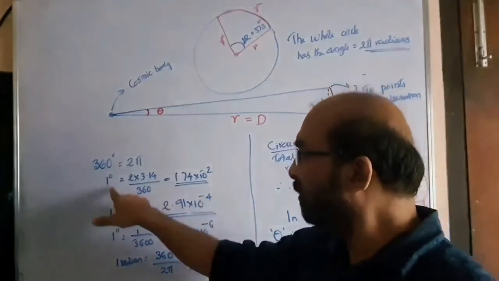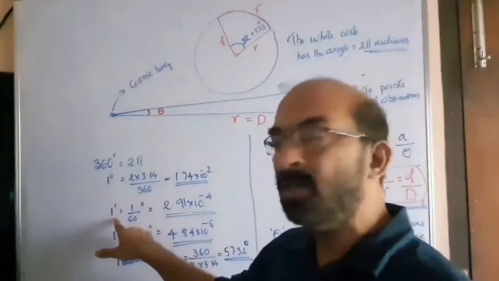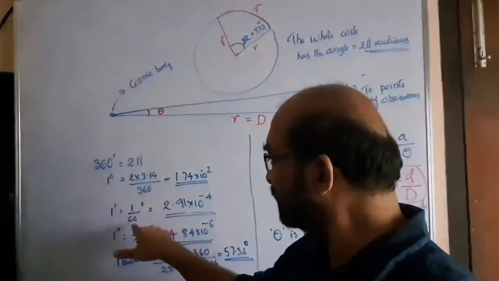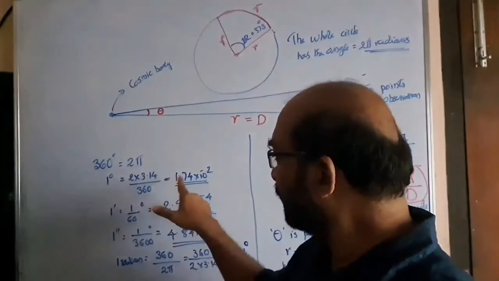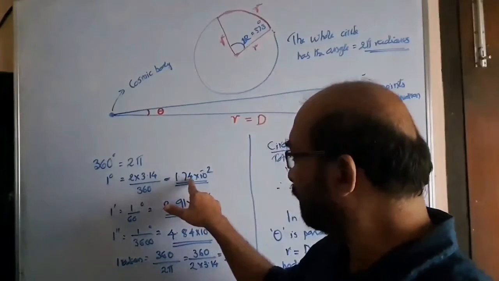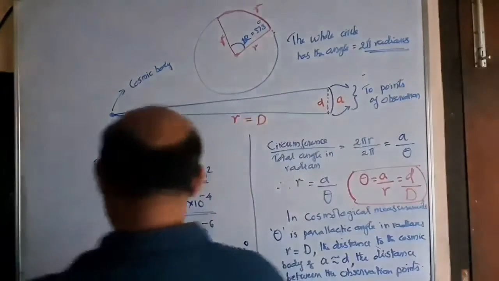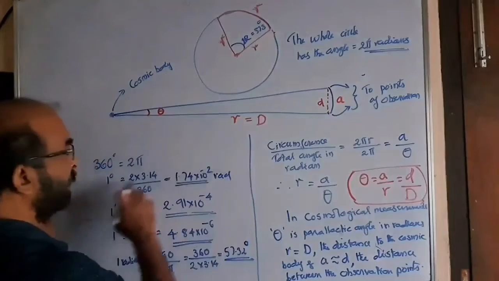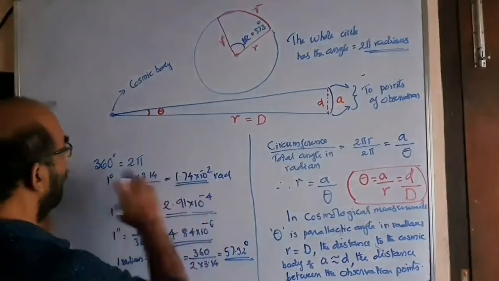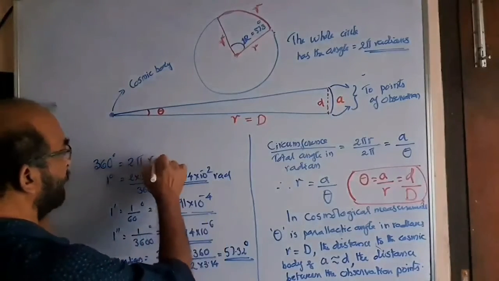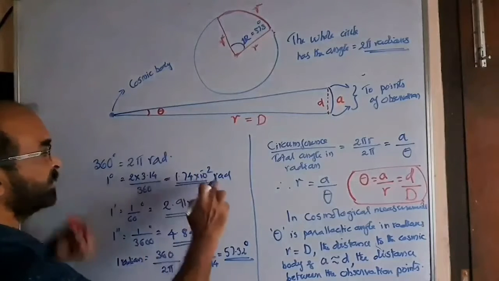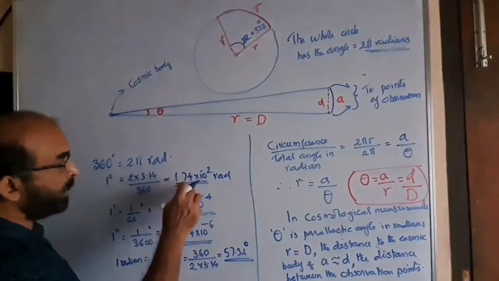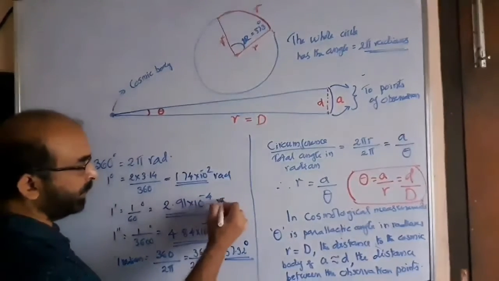And we know 1 degree is further divided into 60 minutes. So 1 minute is 1 by 60 degree. You see, in terms of radian, it will be this divided by 60, which is this value. So 1 degree is this much radian. Okay. 360 degrees is 2 pi radian. 1 degree is this much radian. 1 minute, this divided by another 60, this much radian.